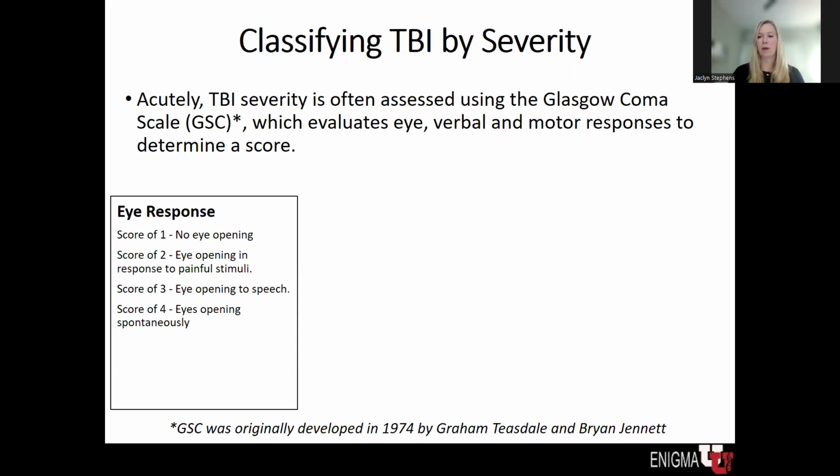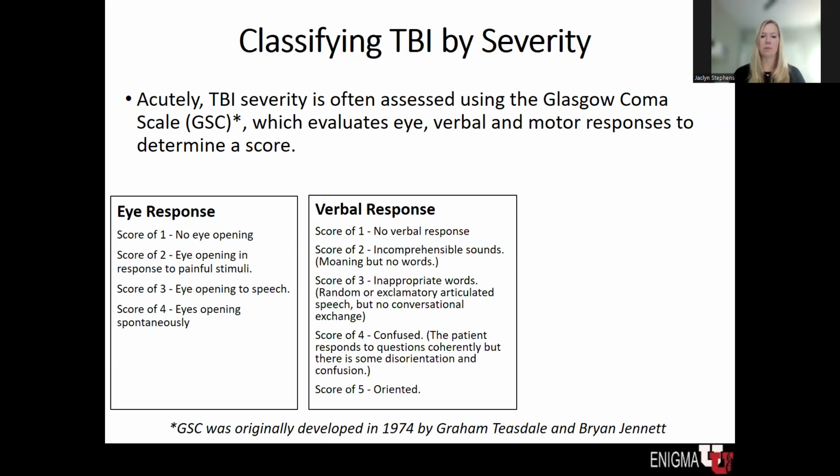The eye response that is being assessed is associated with the following score. If a person is not able to open their eyes, they get a score of 1. If they only open their eyes in response to painful stimuli, it's a score of 2. If they open their eyes in response to speech, that is a score of 3. And if you see eyes opening spontaneously, like the way that you open your eyes as you wish to, that would be a score of 4. That's the highest score. As you can see, higher scores indicate less impaired function.